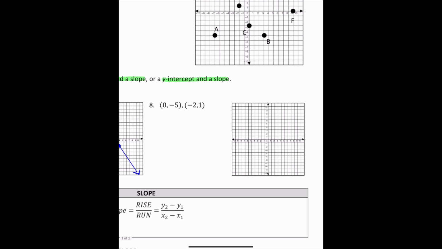Number 8, we have 0, comma, -5 and -2, comma, 1. So x first, then y, and we have x, then y. So 0, comma, -5 is located right here, and -2, comma, 1 should be right here. So with these 2 points, I can draw a line through them, just like so.